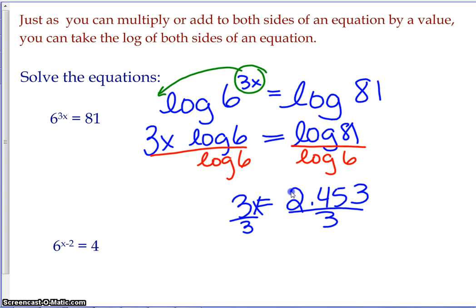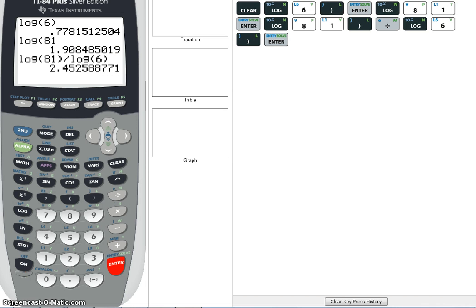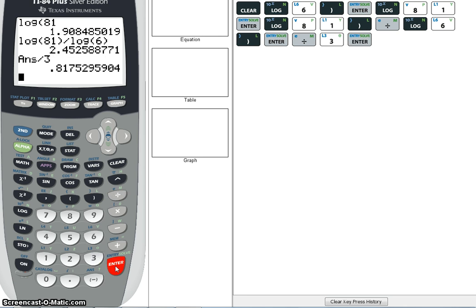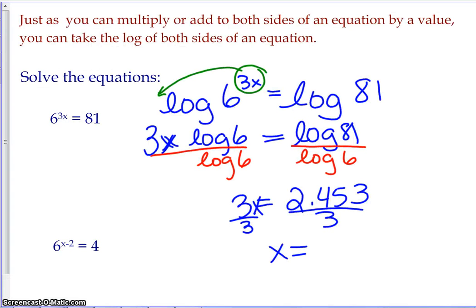Excuse me, this was 3x. Sorry, I had a 3x here. And so x would equal, I have to go back to my calculator, divide that answer by 3 to get an answer of 0.818. So my x equals 0.818. That's what my answer is for this value. So there are times I couldn't have just done this using logic and common bases because there is no common base, but this does work to have the logs.